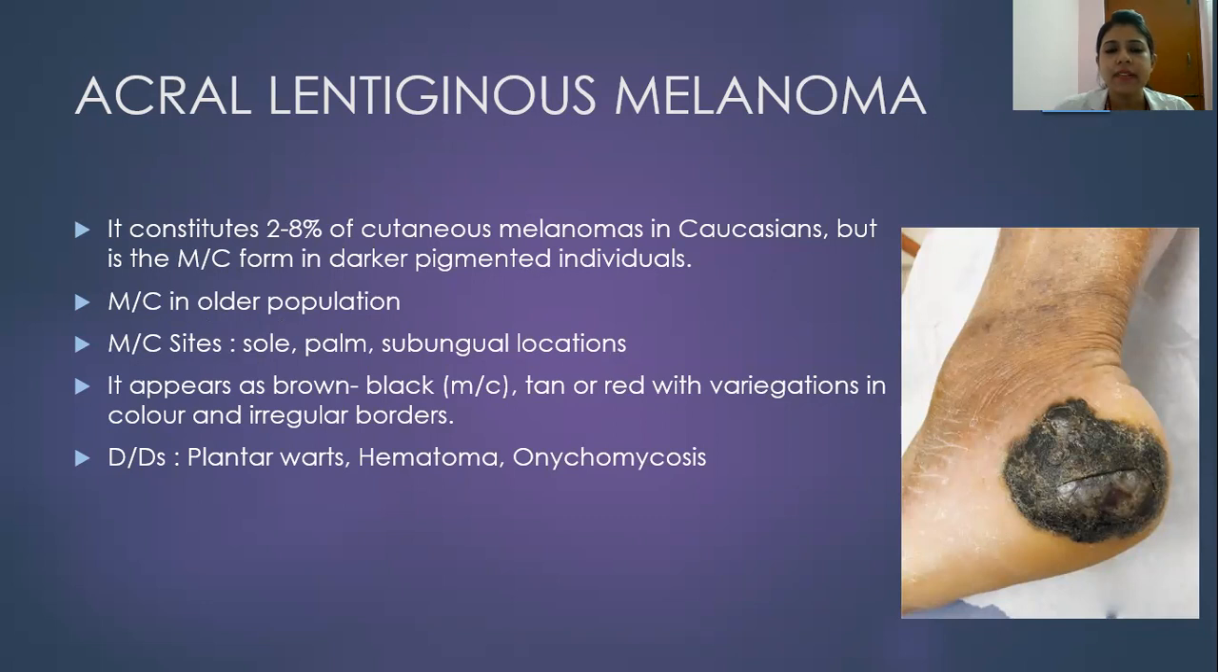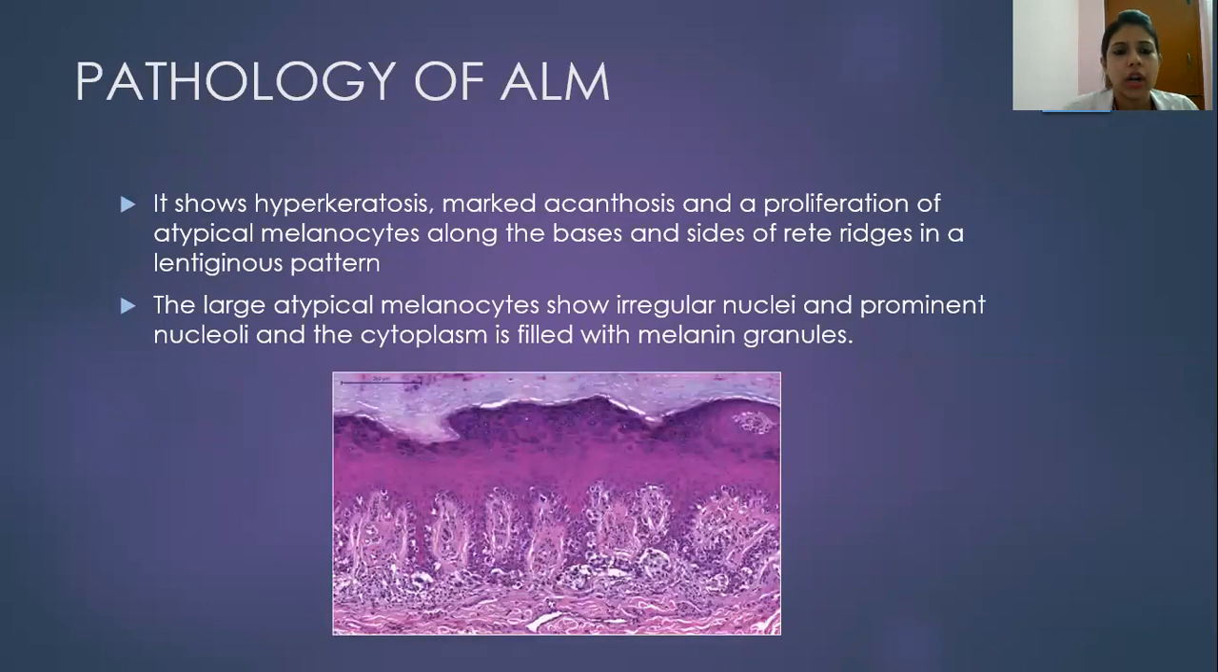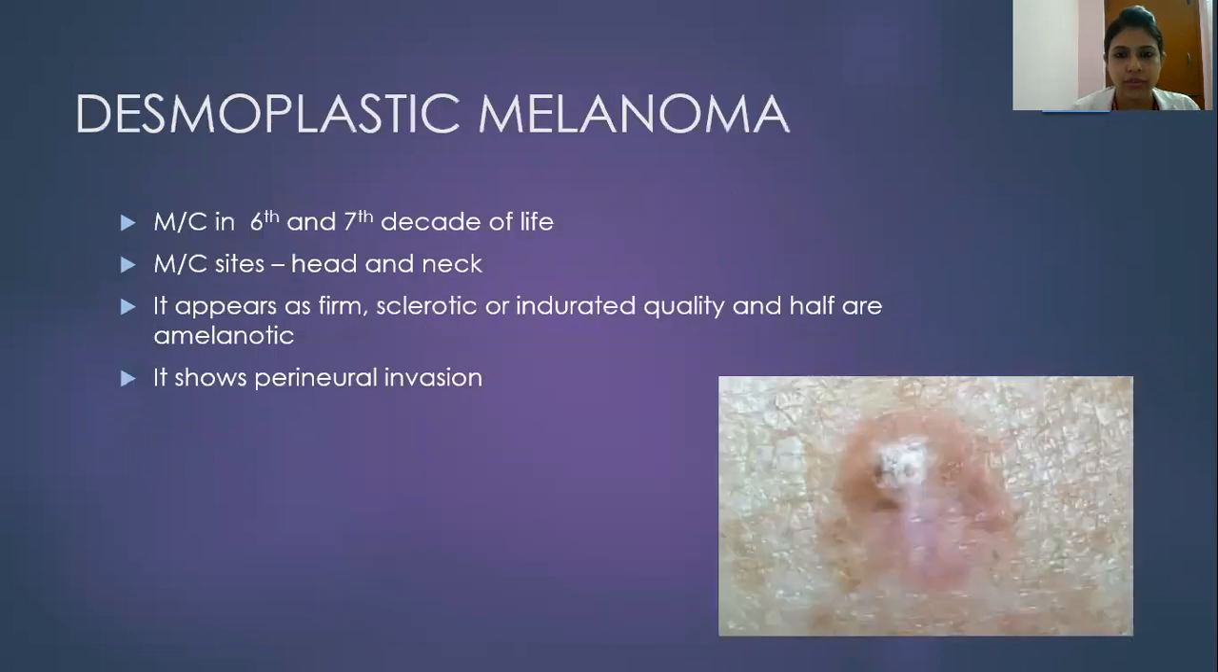Since it's coming on palms and soles, you think about differential diagnoses being plantar wart, hematoma, and onychomycosis. The pathology of acral type shows hyperkeratosis, with a proliferated stratum corneum and marked acanthosis, and a proliferation of atypical melanocytes along the bases and sides of rete ridges in a lentiginous pattern. The large atypical melanocytes show irregular nuclei and prominent nucleoli, and the cytoplasm is filled with melanin granules. That's why the color is like that. So there is diffuse hyperkeratosis and marked acanthosis.